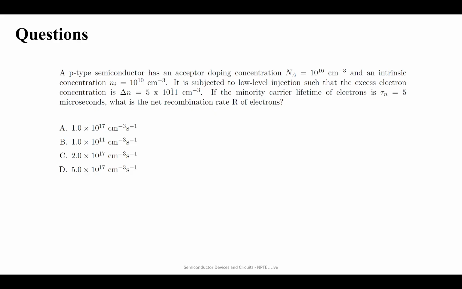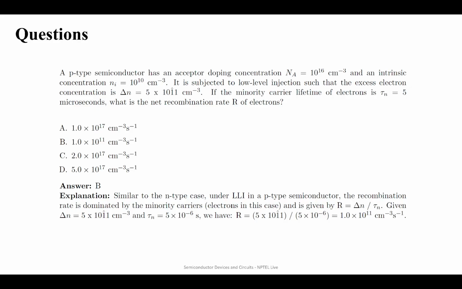So the answer to this would be B. Similar to the n-type case, under low level injection in a p-type semiconductor, the recombination rate is dominated by the minority carriers, which is electrons in this case, and is given by R equals delta n by tau n. So we have delta n equals 5 times 10 to the power 11 and tau n equals 5 times 10 to the power minus 6. So R will become 1 times 10 to the power 11 per cm cubed per second.